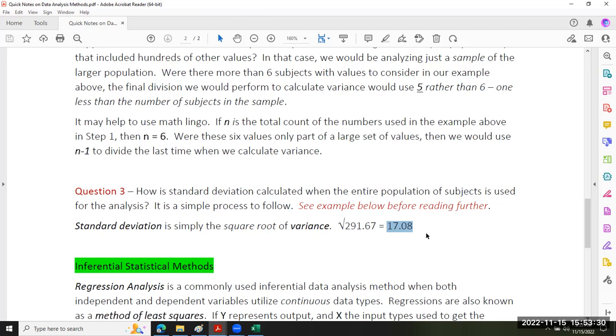Any questions about the differences between how you calculate standard deviation when there's a sample as opposed to a complete study?